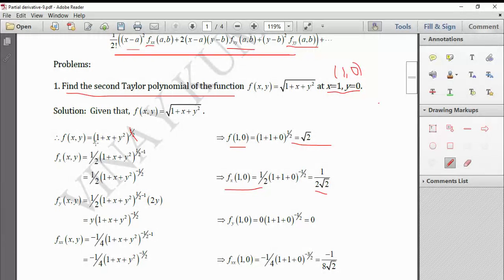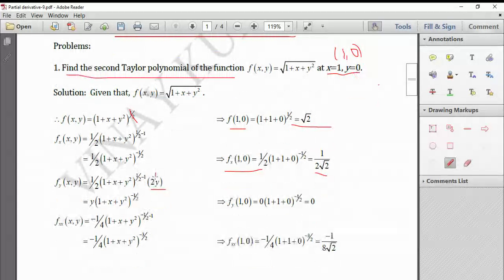Now, leave the power. Derivative of 1 is 0. Derivative of x is 0, because x is constant when you are differentiating with respect to y. Derivative of y square is 2y. So 2y comes, the 2 cancels, so remaining is y into this. Now substitute what your x and y are. Because your y is 0, 0 into anything becomes 0. So fy of (1, 0) is 0.